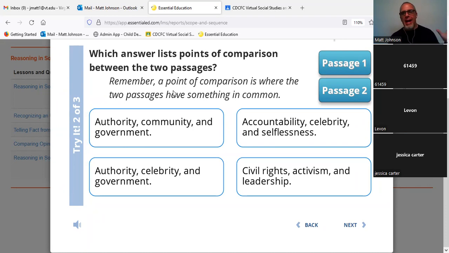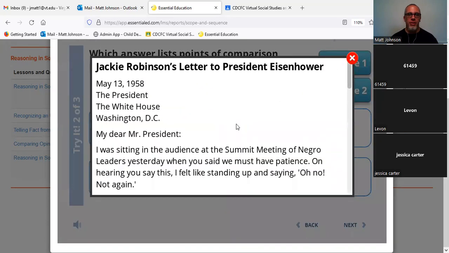So, points of comparison, right? Thinking about, visualizing a Venn diagram. What are these two documents comparing, right? Not how they're different, but how are they the same? So a point of comparison is where the two passages have something in common. So let's look at Jackie Robinson's letter.